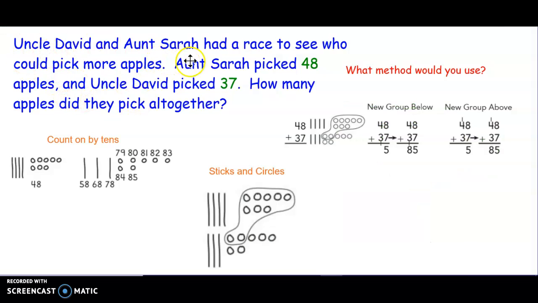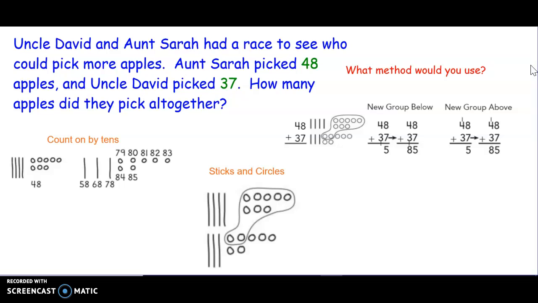So here we're going to use the same problem to show each method so that you can see all the different ways that you can do two-digit addition. There is no right or wrong way specifically. I just want to show you all the different ways that you can do it, and we will be learning more methods throughout the week.